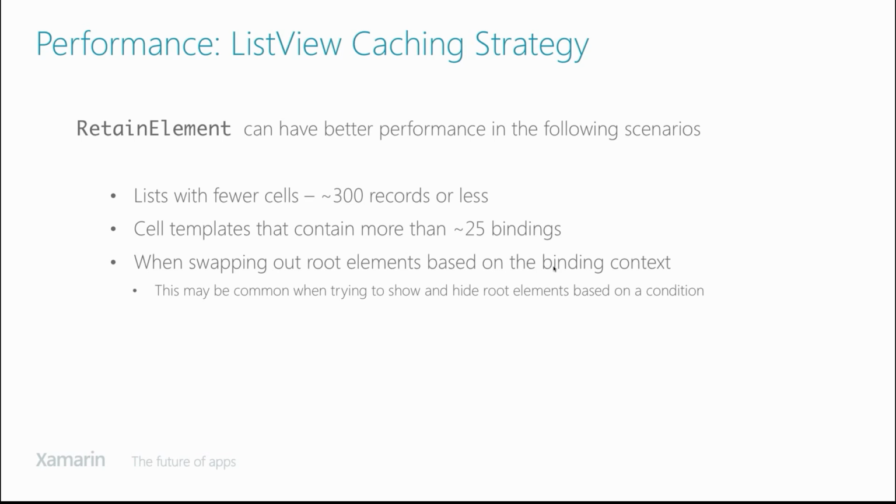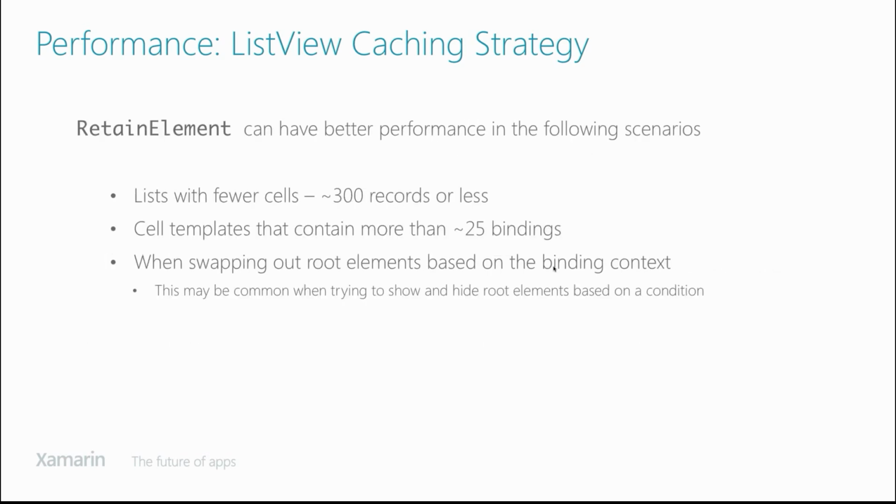And then swapping out root elements based on the binding context. This is common if you want to show and hide different things in a cell at the root level based on a flag or type of your binding context. I've done this before, but if you're really using this heavily, then you may want to keep RetainElement as part of your caching strategy. But outside of that, pretty much RecycleElement is going to be your best bet.